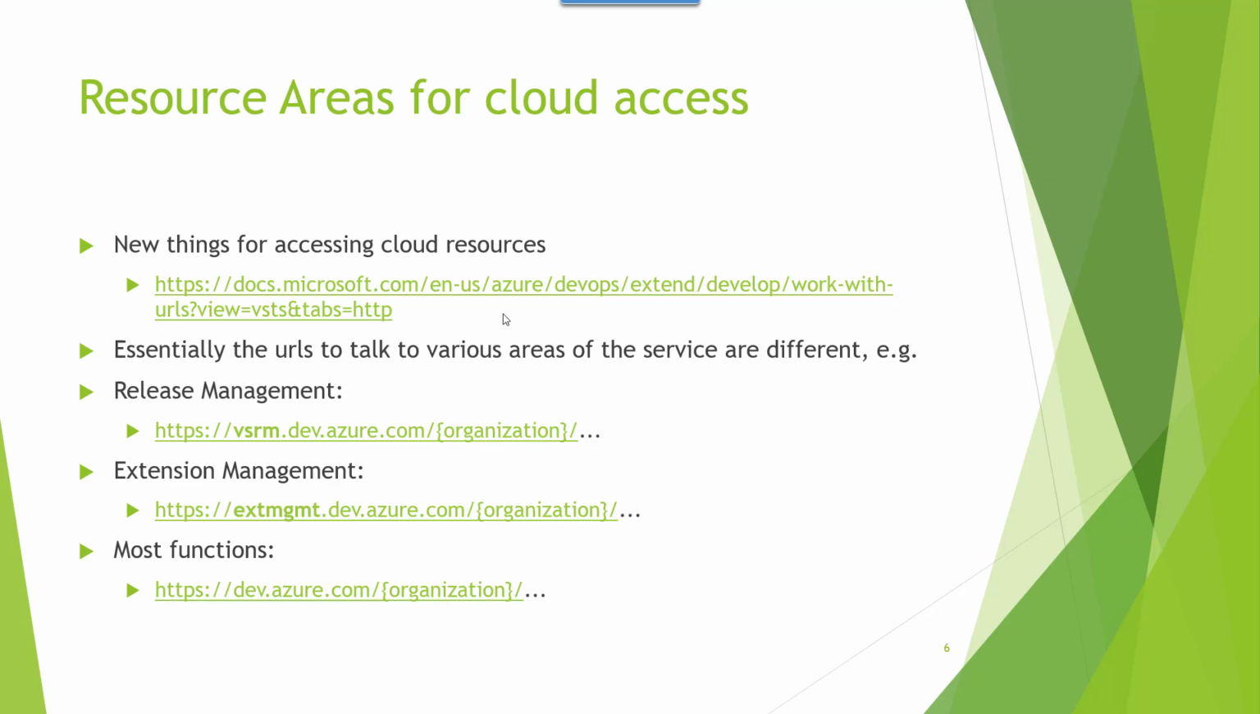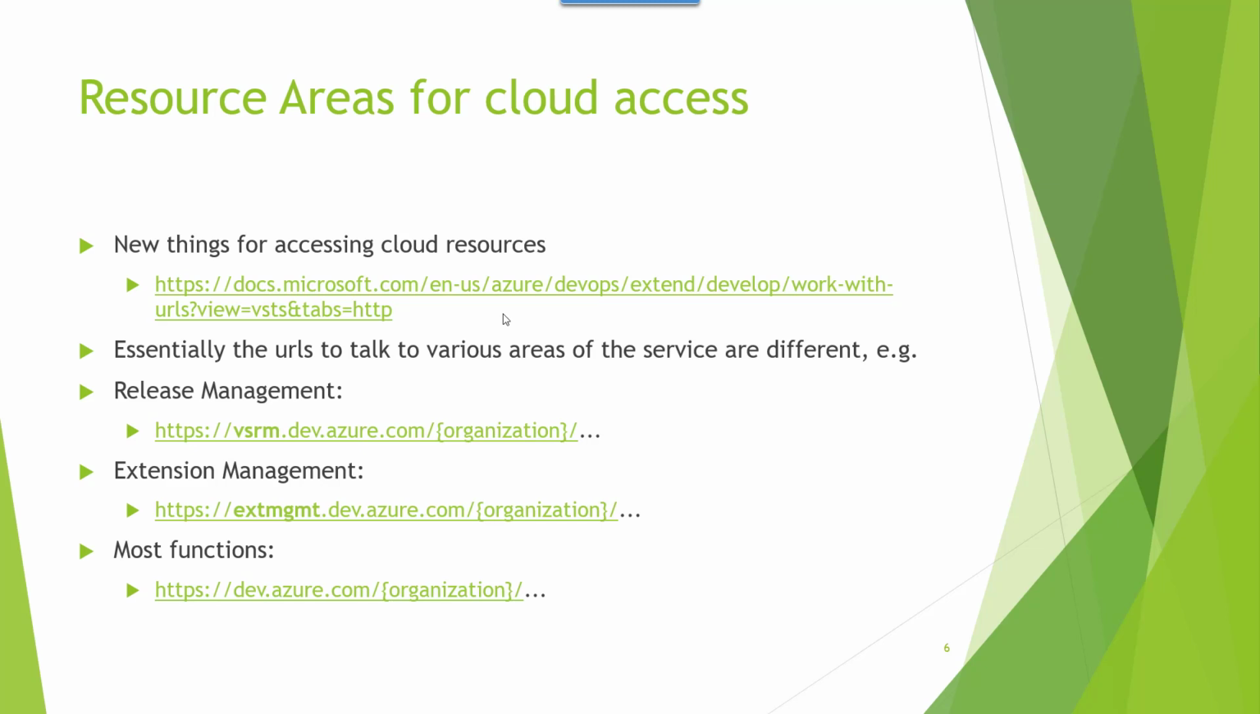So for example, release management is going to be https://vsrm.dev.azure.com/your-organization. And for extension management, for example, there's an extmgmt.dev.azure.com. And then for most functionality, it'll be dev.azure.com/your-organization. And on-premise for TFS, it'll just be your TFS URL, so your organization:8080/TFS/default collection, for example, would be the URL that you would use. And those actually are very important because they change and you don't know what they're going to be.